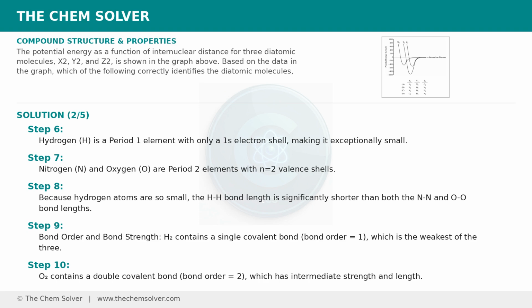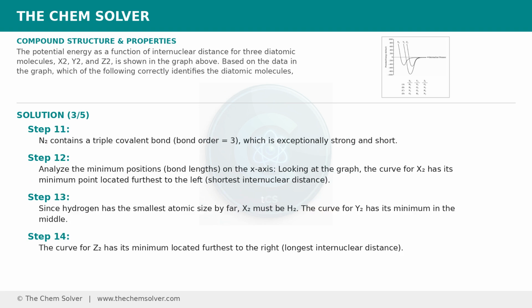Bond order and bond strength. H2 contains a single covalent bond, bond order equals 1, which is the weakest of the three. O2 contains a double covalent bond, bond order equals 2, which has intermediate strength and length. N2 contains a triple covalent bond, bond order equals 3, which is exceptionally strong and short.